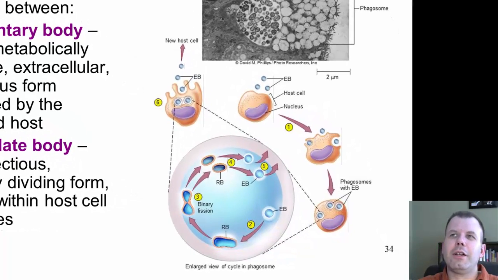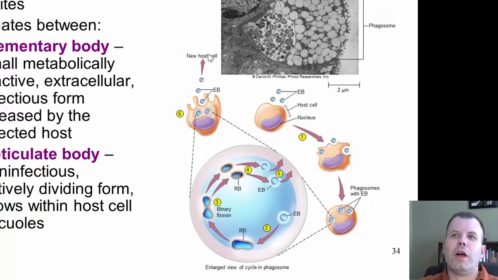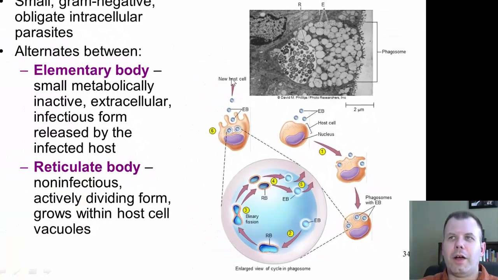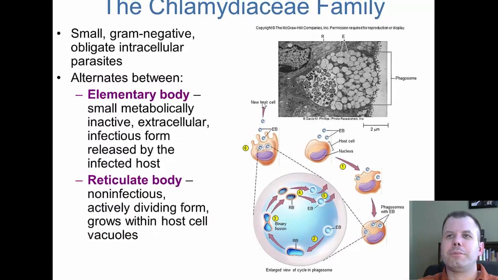And you can see here, you have the two different forms inside the phagosome. You have the elementary body, which has gotten into the cell, and then you have this reticulate form, which is now actively reproducing. As it gets in, it goes through these different stages. First is the infection of the host cell: it gets in and changes from the elementary body into the reticulate body, which then reproduces into a number of reticulate bodies, which then turn back into elementary bodies, leave the host cell, and go to a new host cell. And that's how the infection takes place.